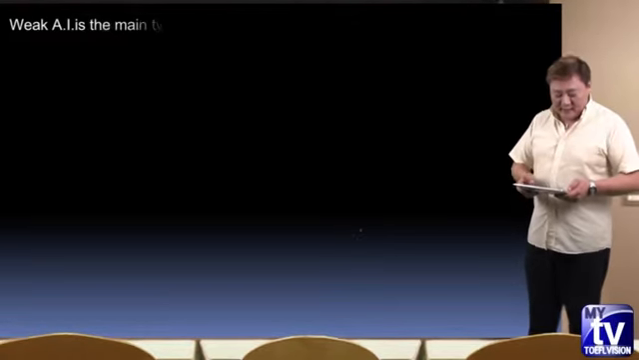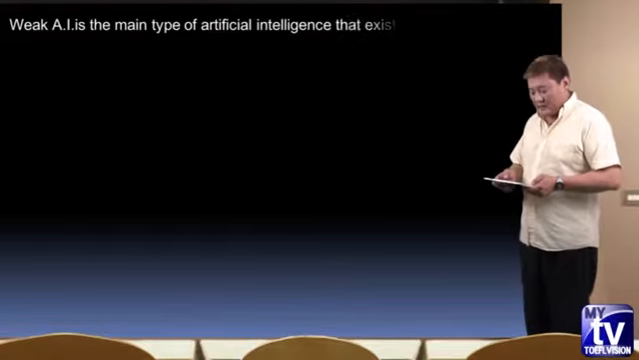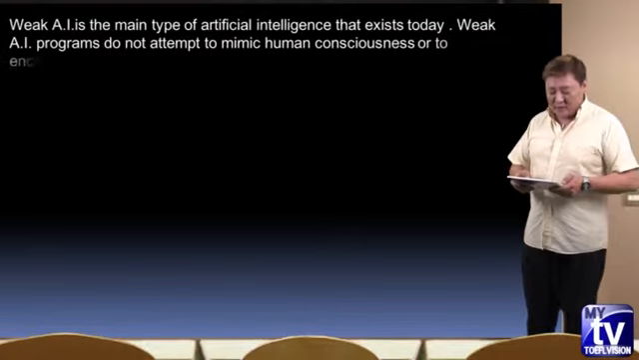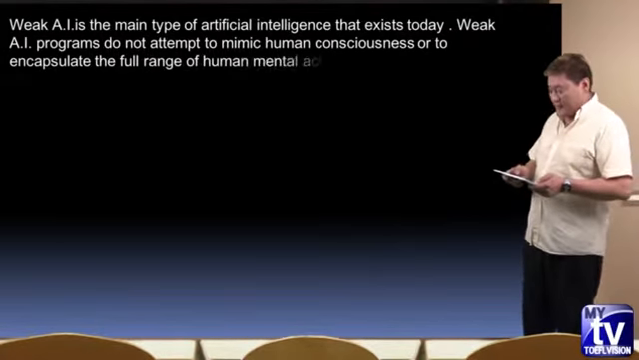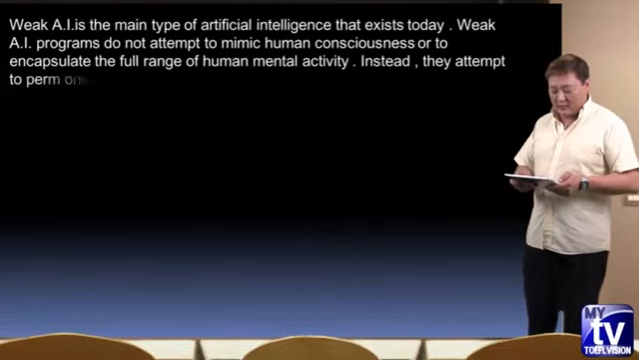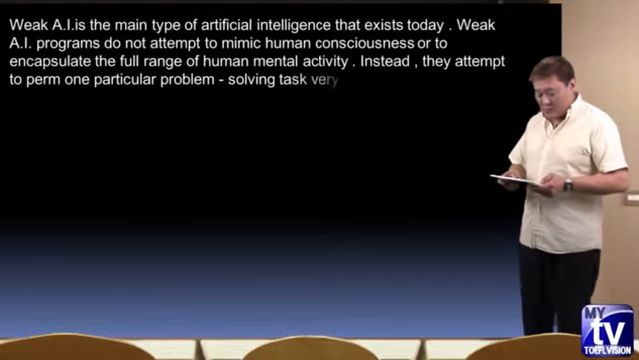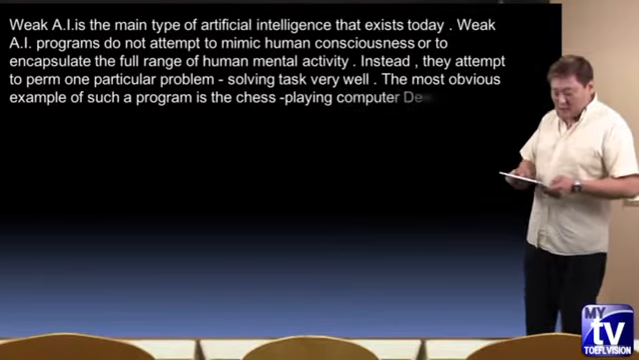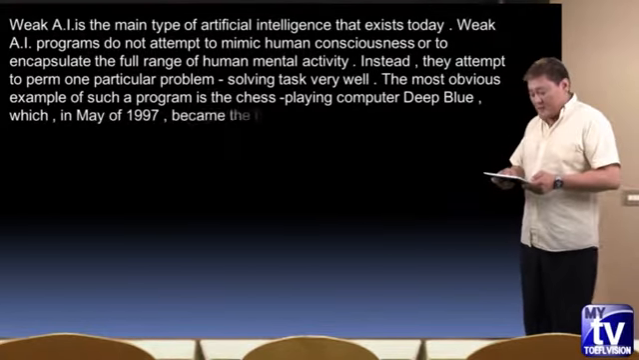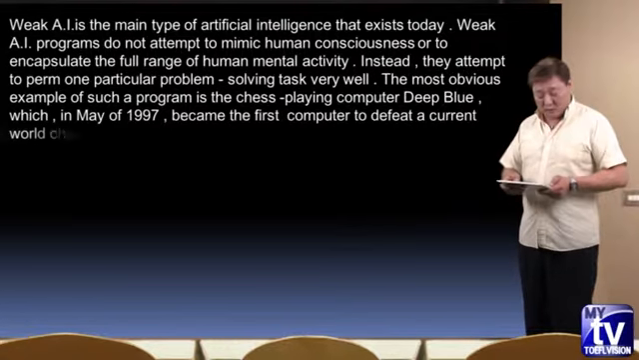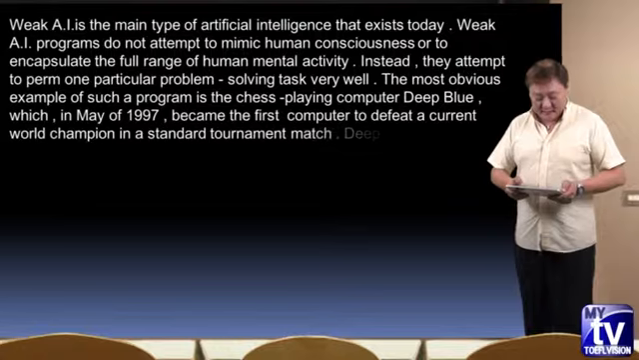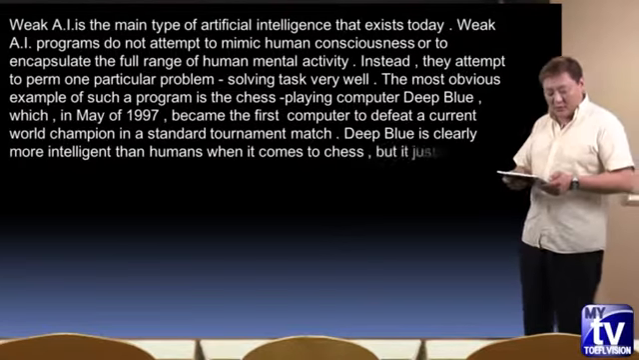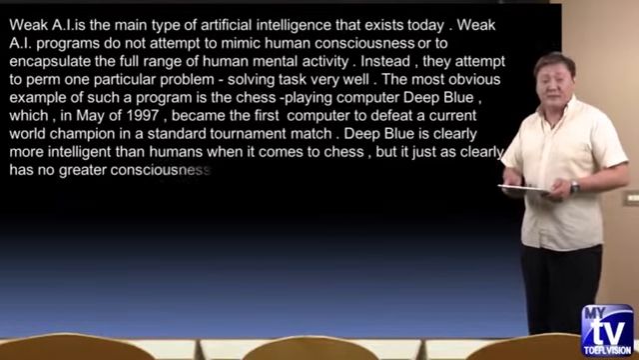Weak AI is the main type of artificial intelligence that exists today. Weak AI programs do not attempt to mimic human consciousness or to encapsulate the full range of human mental activity. Instead, they attempt to perform one particular problem-solving task very well. The most obvious example of such a program is the chess-playing computer Deep Blue, which in May of 1997 became the first computer to defeat a current world champion in a standard tournament match.